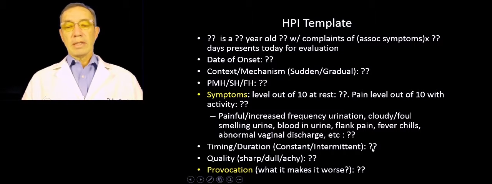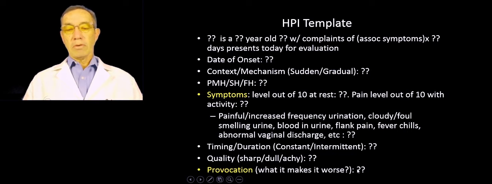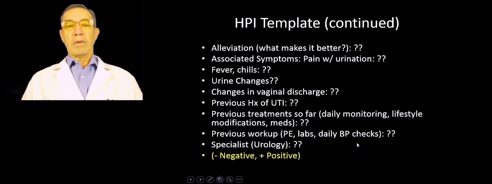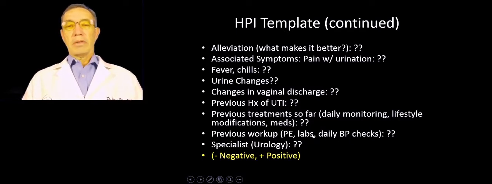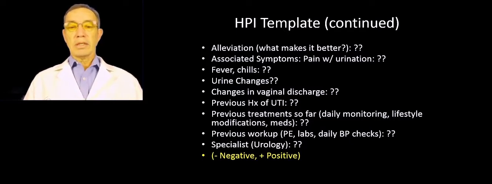Is the timing constant, intermittent? Is the quality sharp, dull, or achy? What makes it worse, so what provocations? What makes it better? Do they have other symptoms, even vaginal discharge? Do they have a previous history of UTI? And how have they been treated so far? Have they had any previous medications? Because if they've used a lot, they might be resistant.